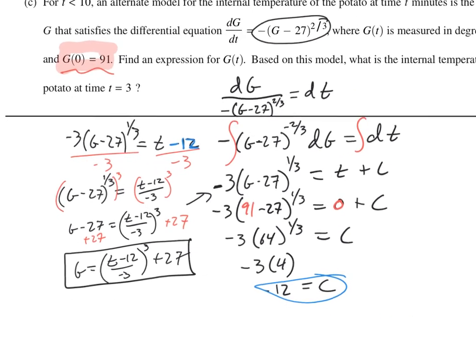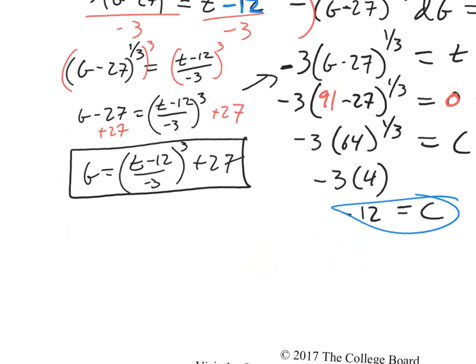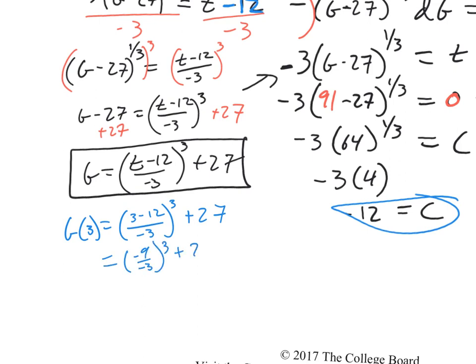Okay, and then remember it says based on this model, what is the internal temperature of a potato at time t equals 3? So we just need to plug in a 3. So what is g of 3? G of 3 is ((3 minus 12) divided by negative 3) to the 3rd power plus 27. 3 minus 12 is negative 9. You can see what's going to happen here. Negative 9 divided by negative 3 is positive 3. 3 cubed is 27. 27 plus 27 is 54. So this thing is 54 degrees Celsius.